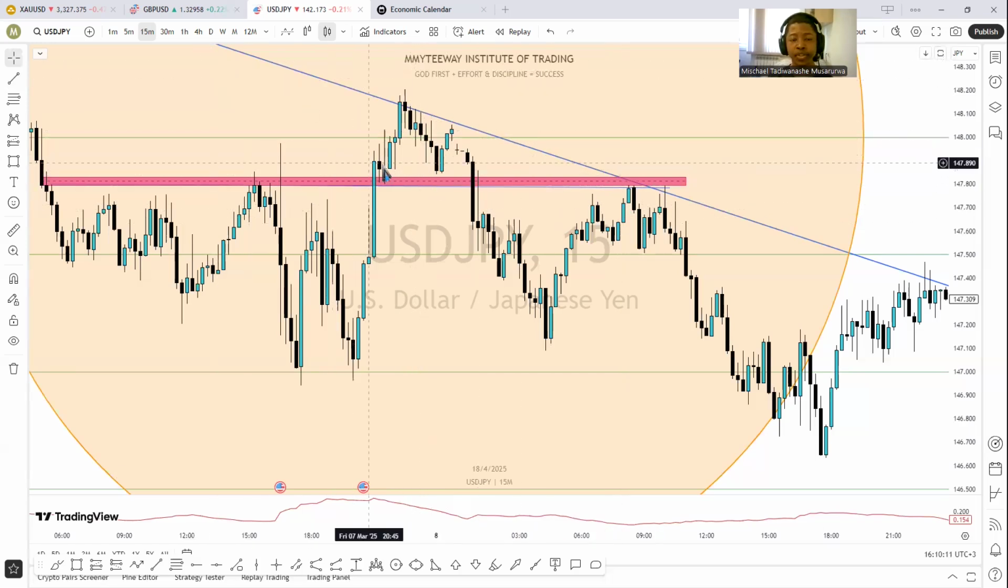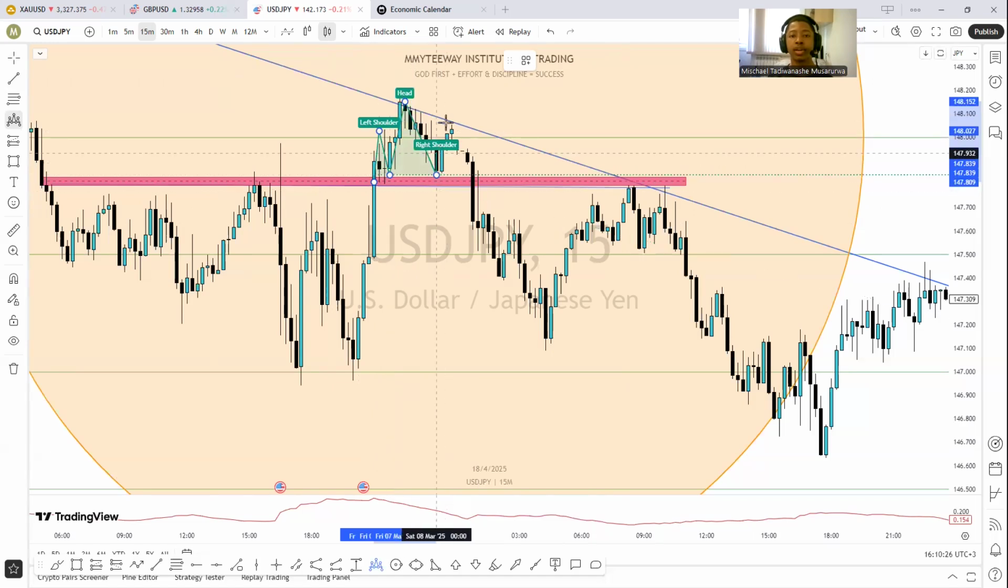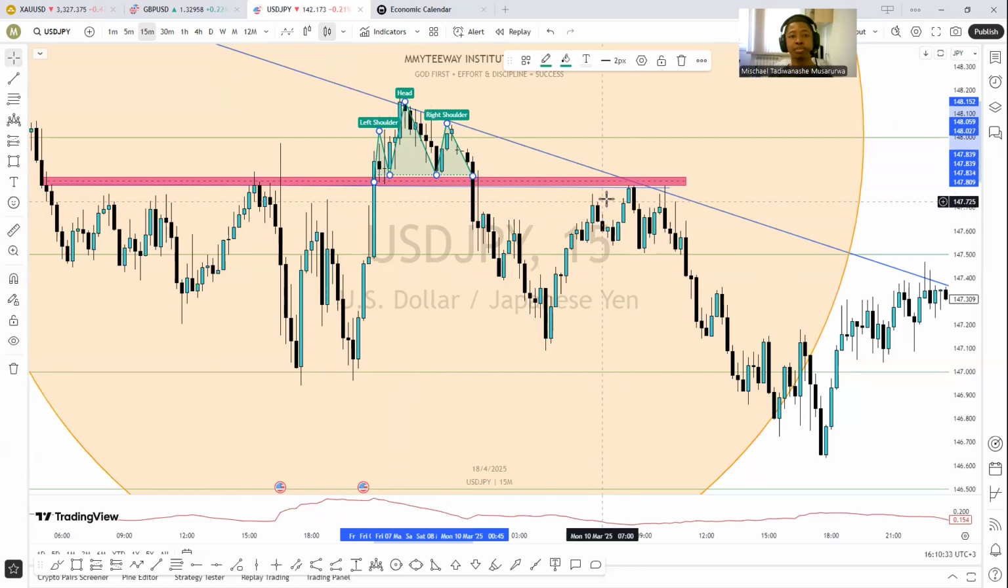If you see in the 15 minutes, this looks like a head and shoulders pattern. If I am to draw with my tools here, left shoulder, head, and our right shoulder, right here. And this neckline was retested by the price, and this neckline seems to be also a resistance before. So this is an area of interest.